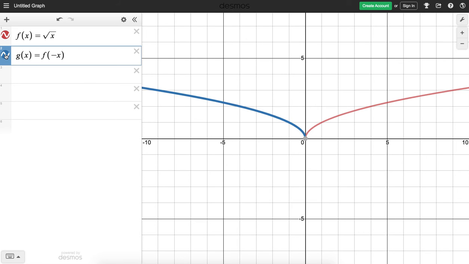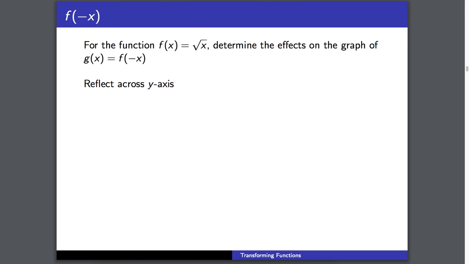So graphing g of x, and it reflected it across the y-axis. So now all of our x-coordinates become their opposites. So when it was outside, the y-coordinates became their opposites. When it's inside, the x-coordinates become their opposites. So this time it reflects across the y-axis.